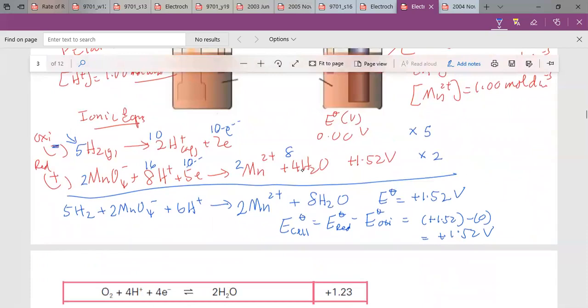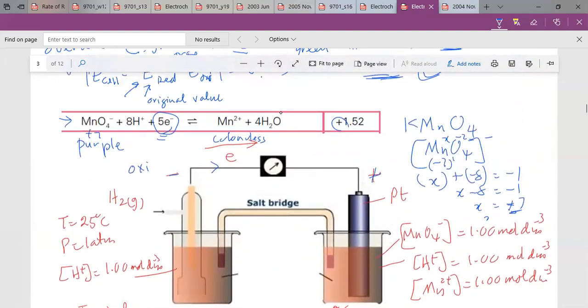So, the E naught value is positive. Why? It's positive because it's going forward. If it's going forward, that means this is positive. If going backwards, you change it to negative. So this is how you work it out.